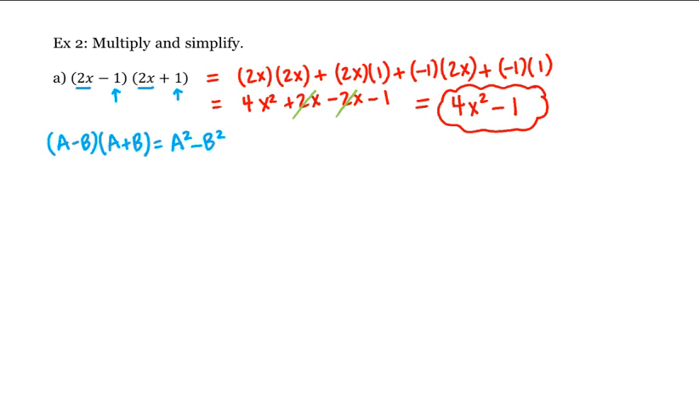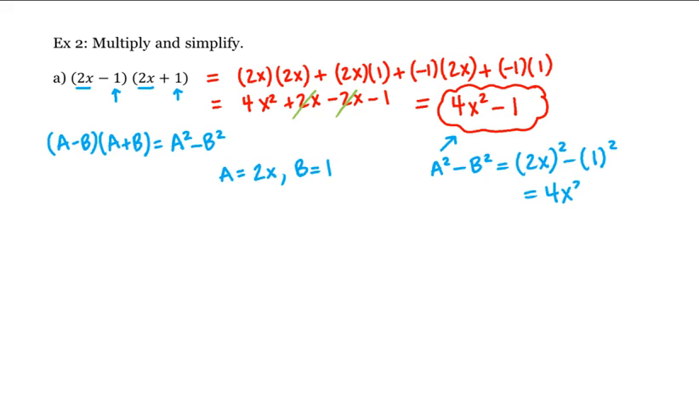That is, in our case, our a is 2x and our b is 1. So our answer here is a squared minus b squared, or 2x squared minus 1 squared, which is this 4x squared minus 1.